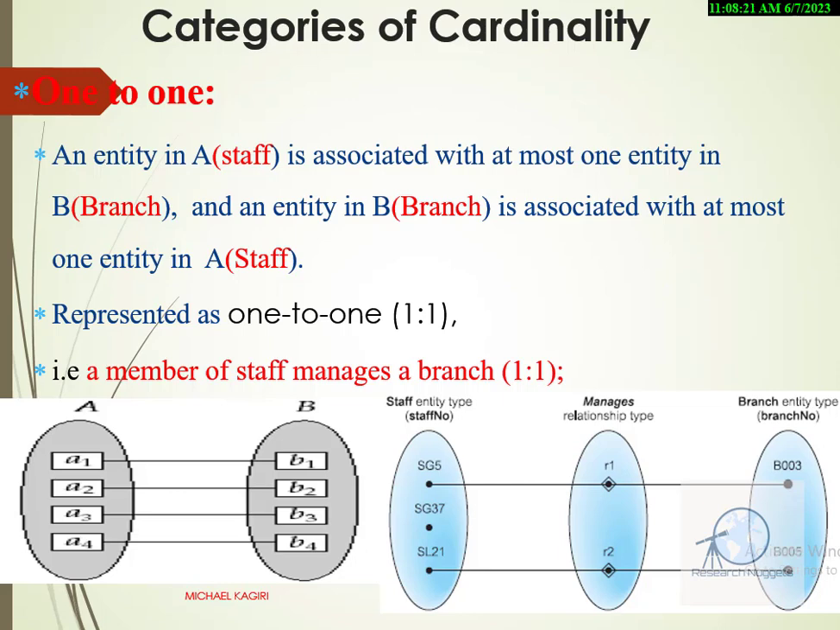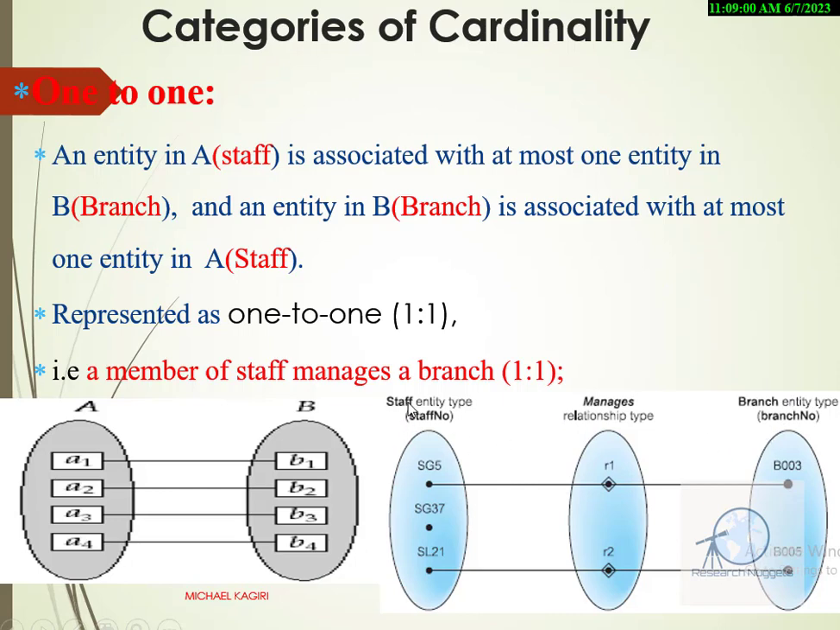In this scenario, we normally say that an entity instance from one entity is associated with only one instance from another entity. In other words, we are saying that an entity in A is associated with at most one entity in B, and vice versa, that an entity in B is only associated with at most one entity in A. To help illustrate this, let's consider a scenario where we have two entities. One is called staff and the other one is called branch.